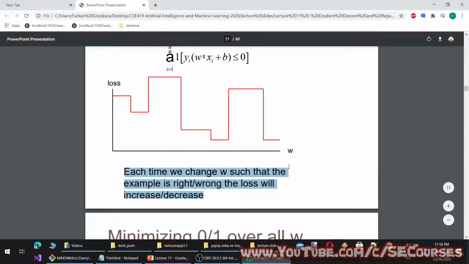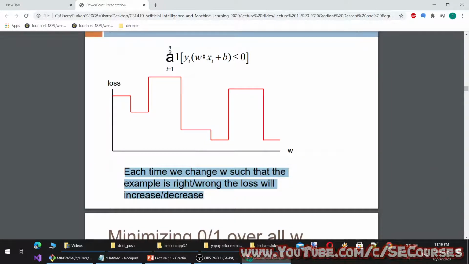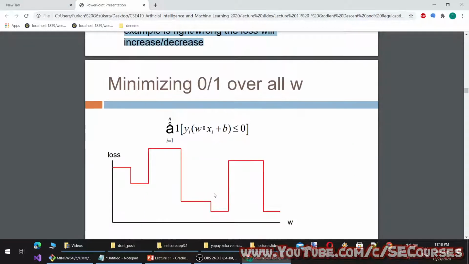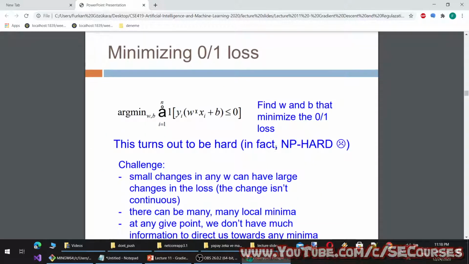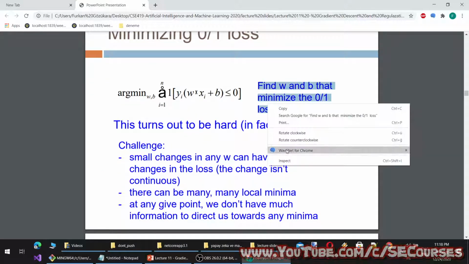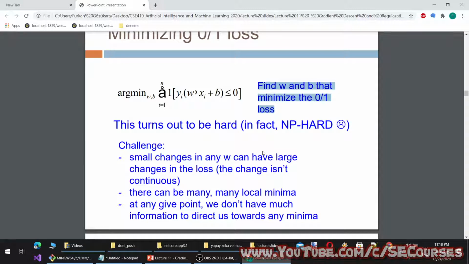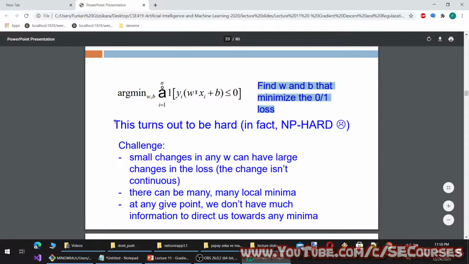Each time we change w, the example becomes right or wrong, and the loss will increase or decrease. Find w and b that minimize the 0/1 loss. So this is an NP-hard problem. What is NP-hard?